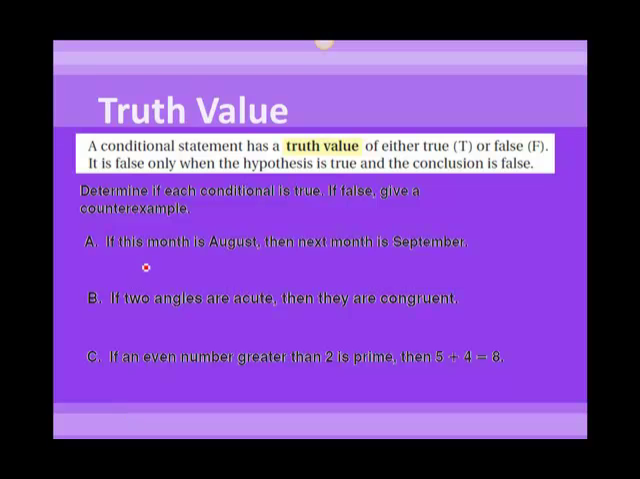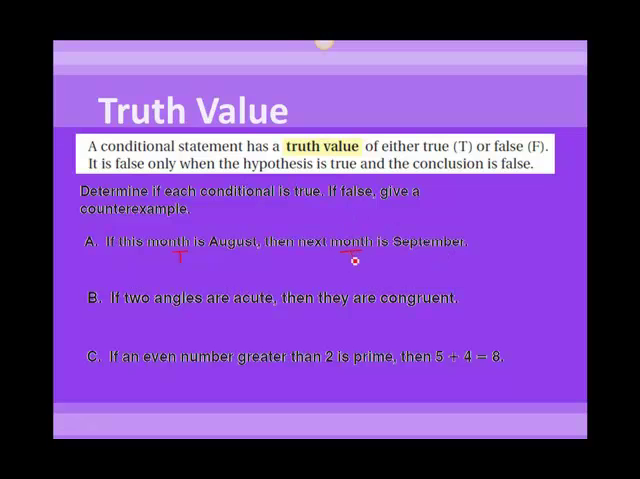So in this one, if the month is August, then the next month is September. We have to try to find a counterexample to prove that it's false. That's the easiest way to prove it. We have to find a time when the month is August, when that's true, and the next month is not September. So the month is August. Okay, that's good, I can live with that. Not that this particular month is August, but if it was August, then the next month is September.